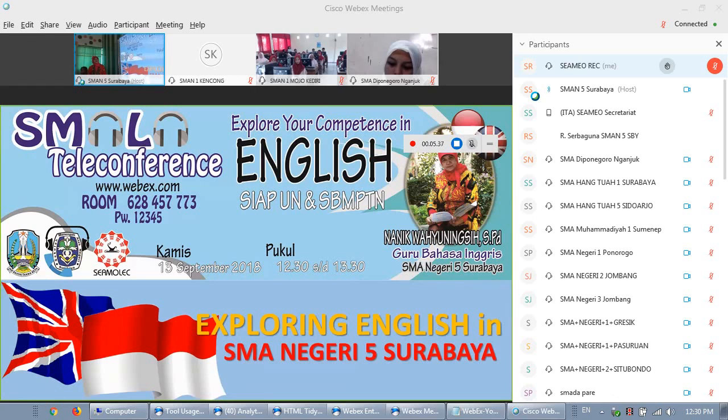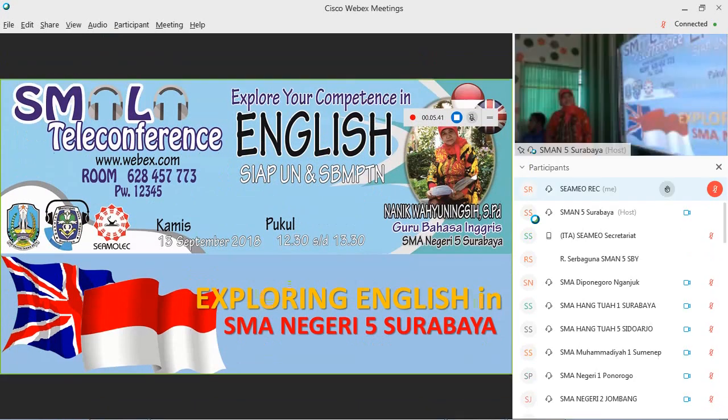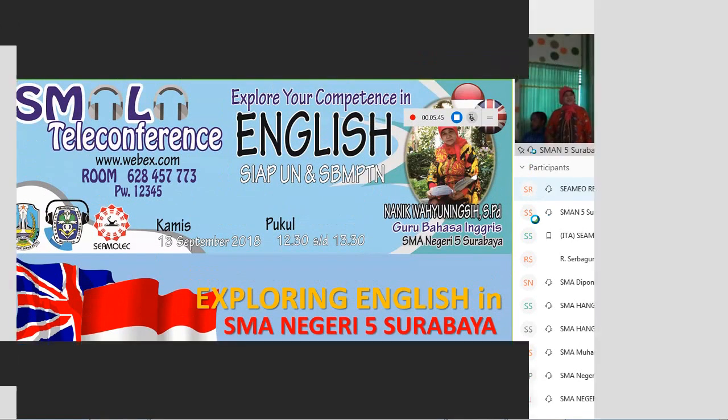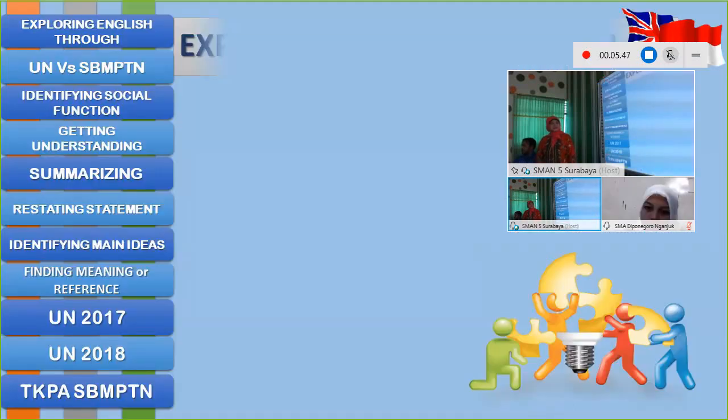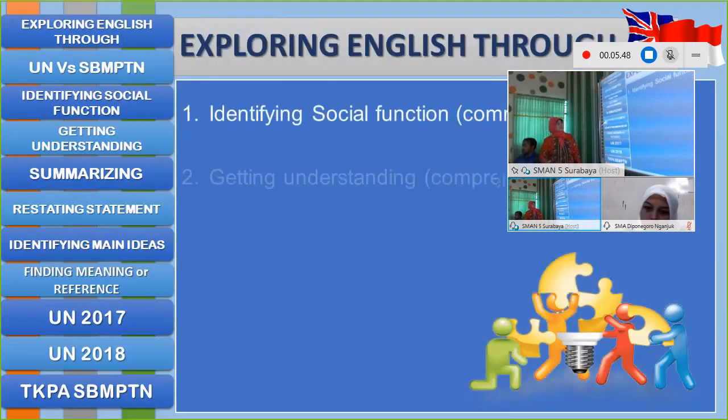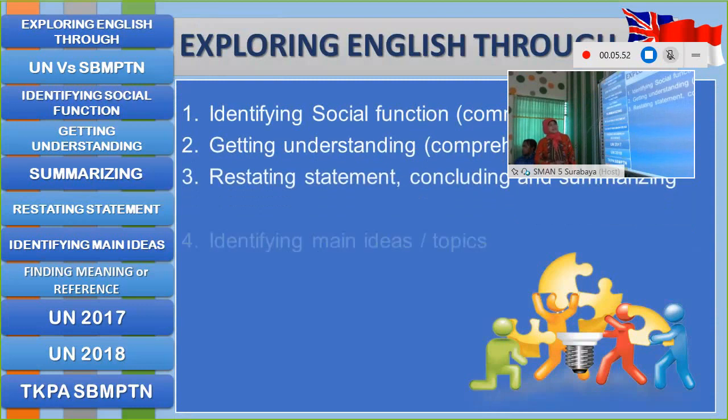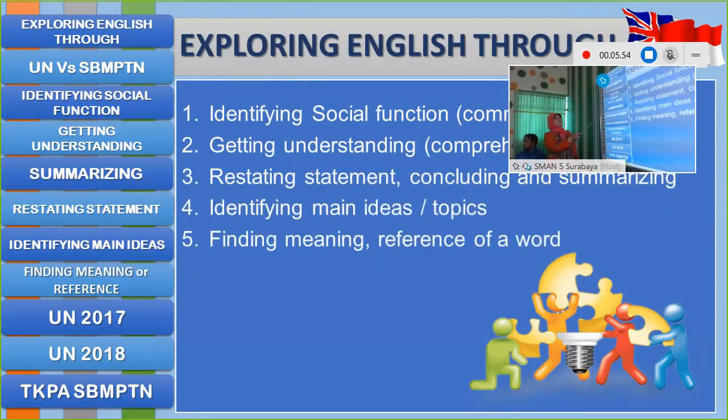To explore English through UN and SBMPTN. The five types are, yes, we have identifying social function.